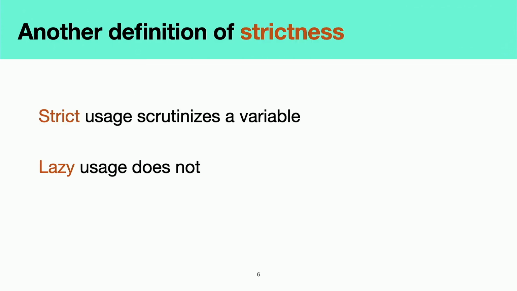Okay, I'm going to put a pin in that definition for a moment. We will come back to it in a couple slides, but I want to briefly change gears to talking about another definition of strictness, which is as a characterization of variable usage. We say that strict usage of a variable is the kind that scrutinizes that variable. What does it mean to scrutinize a variable?